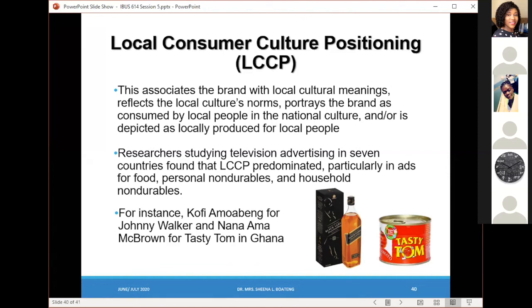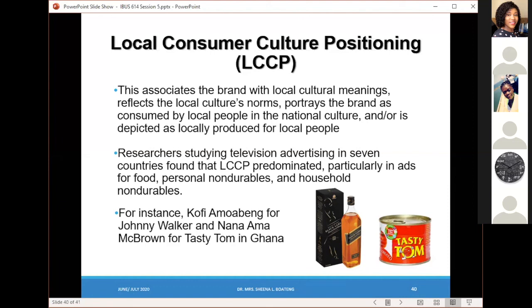And in Ghana here, we see so many examples of it. For the longest time, I thought Tasty Tom was being manufactured by Ghanaians here in Ghana, until I found out that Tasty Tom is actually owned by Indians who run the factory, employ Ghanaians, and have used a Ghanaian, Nana Mama Brown, as the face of it to sell it. So it has been positioned as a local product produced for the local people. However, it's owned fully and manufactured completely by foreigners. That's a typical example of how local consumer culture positioning can be used.